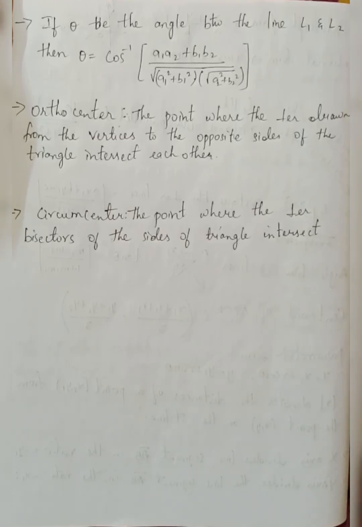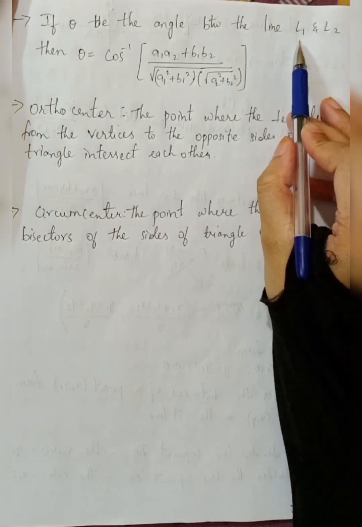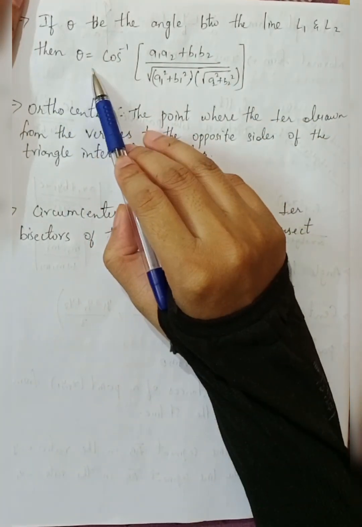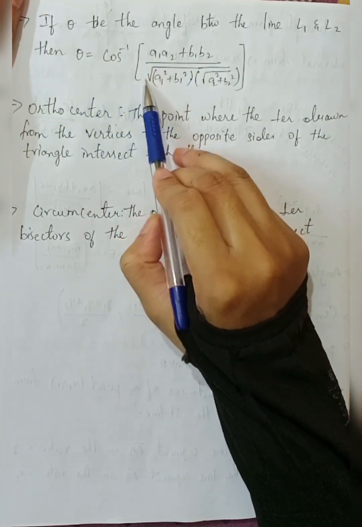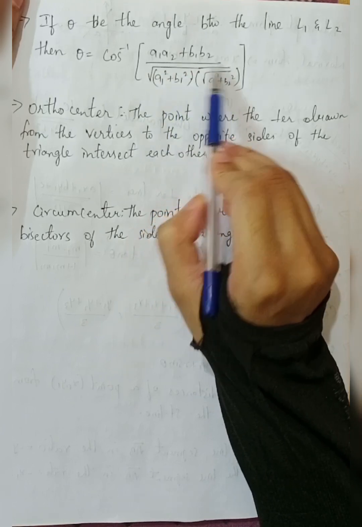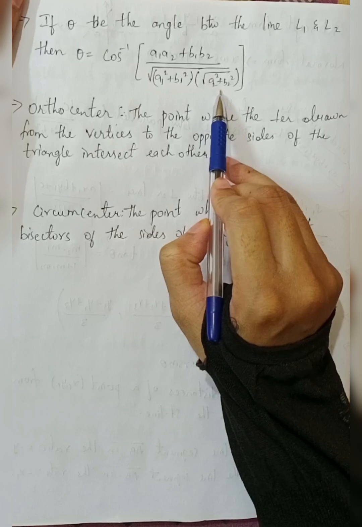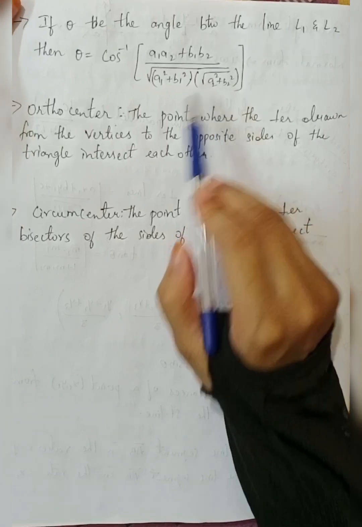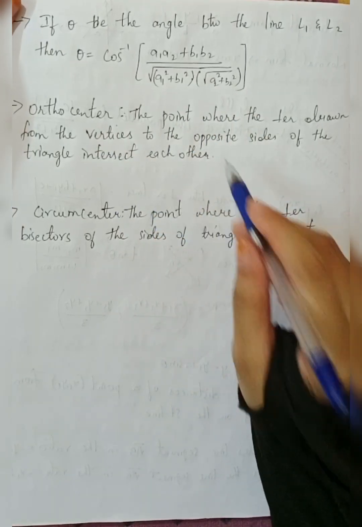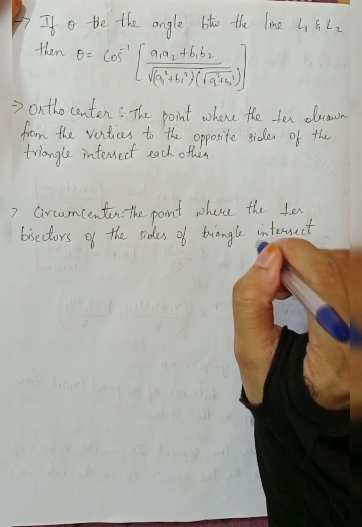If theta be the angle between the lines L1 and L2, then theta is equals to cos inverse of a1 a2 plus b1 b2 by root of a1 square plus b1 square into root of a2 square plus b2 square. Okay, and in this chapter we have two main concepts, orthocenter and circumcenter.